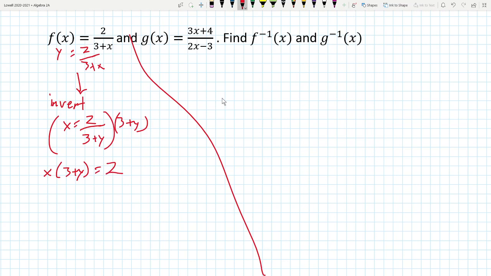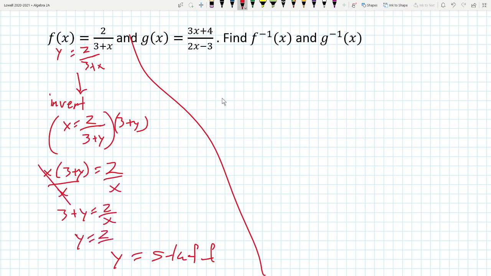Okay, now I need to get rid of the x. So remember, my goal is to find eventually y equals stuff on its own. Okay, well, I'll divide now by x. So divide by x, divide by x. We'll get 3 plus y is equal to 2 over x. And now we just got to subtract 3. And we get y equals 2 over x minus 3. And so that is our inverse function. So that would be f inverse of x equals 2 over x minus 3.